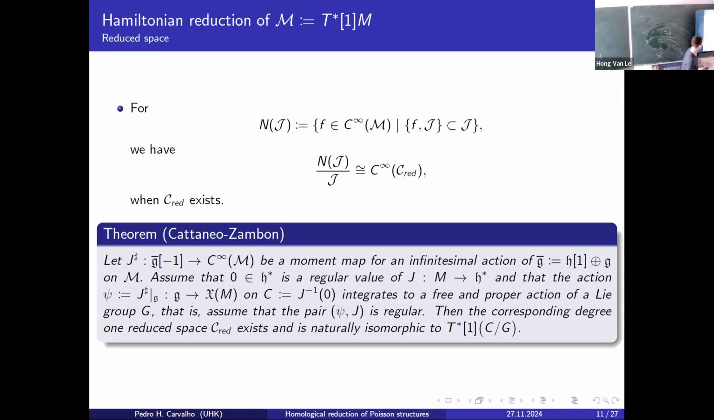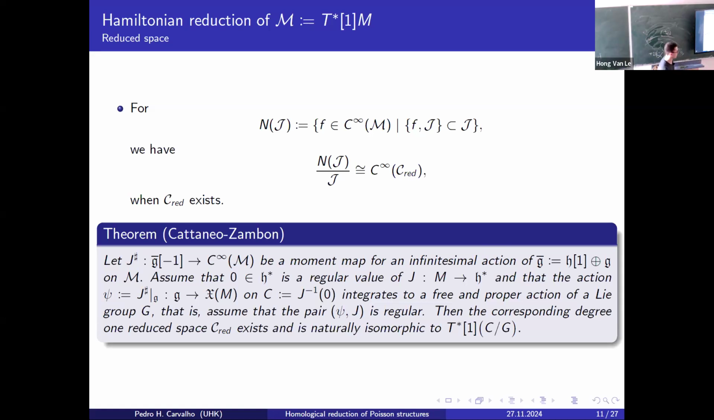Okay, and what they proved is that the graded reduced space associated to this data is just the shifted cotangent bundle of this leaf space. You extract this non-graded geometric data, you take the leaf space, and then you take the shifted cotangent bundle, and this is the graded reduced space. You see, there are no Poisson structures here. This is reduction of the graded structure. It's reduction of multivector fields, reduction of the Schouten bracket, of the graded symplectic structure.